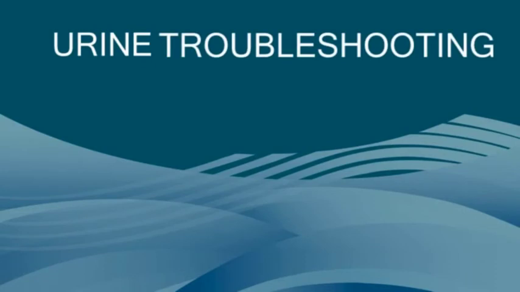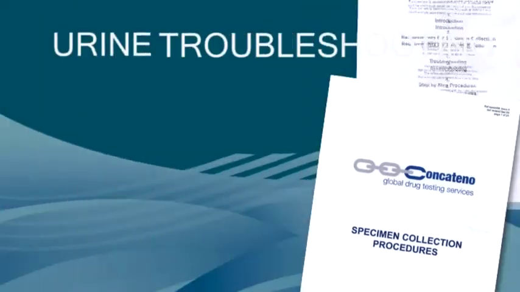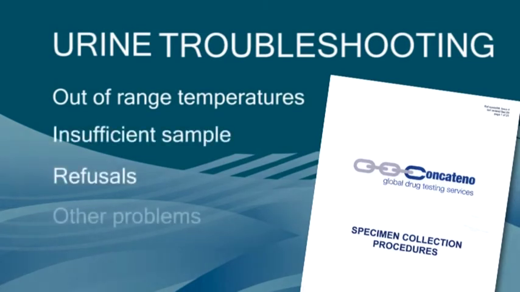Troubleshooting. This was a trouble-free collection. Refer to the troubleshooting section of your specimen collection procedures book, which will tell you how to manage out-of-range temperatures, insufficient sample, refusals, and other problems.